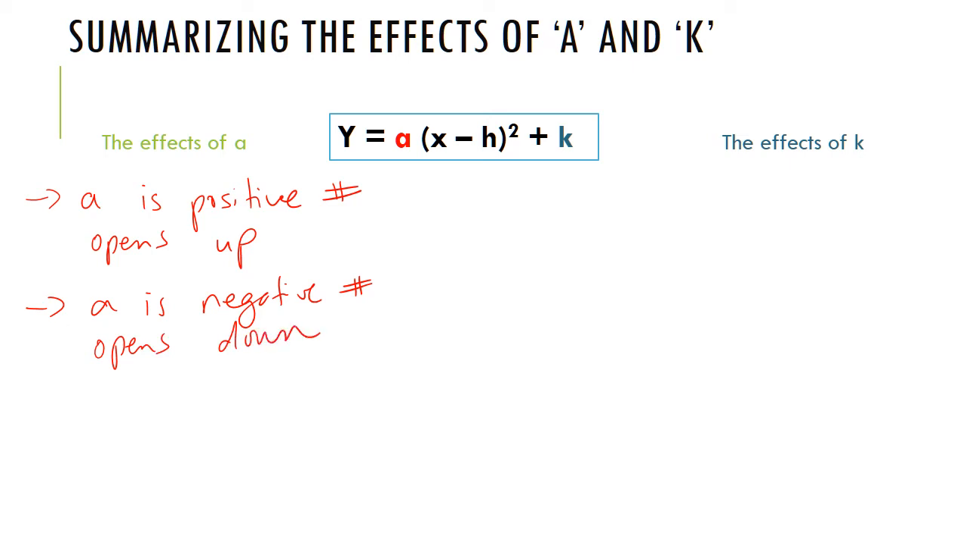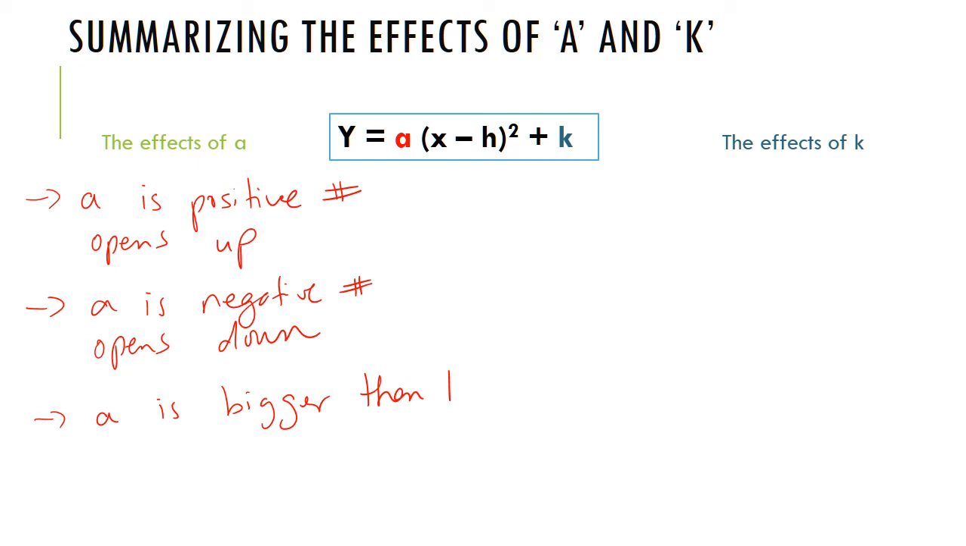So there's the first two things to consider. Whether A is positive or negative, it controls if your parabola opens up or down. The next thing to consider, when A is bigger than 1, your graph gets more narrow or thinner or skinnier, or however you want to think about that.